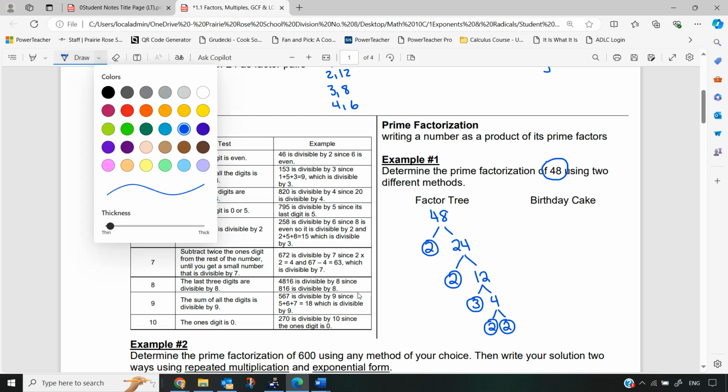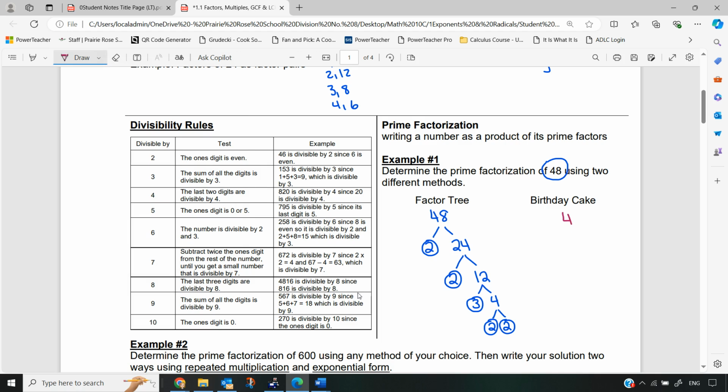Now, another way to do prime factorization is using a method called upside down birthday cake, or I just write it as birthday cake. What we're doing is we're taking the 48, we're dividing by one of our prime numbers. Again, 48 is even, so I'm going to choose to divide by 2. 48 divided by 2 is 24. And now I'm creating my next layer of my cake. So 48 divided by 2 leaves me with 24. 24 is even, so 24 divided by 2 is 12. So I've got another layer of my cake. 12 divided by 2, because that's even. 12 divided by 2 is 6.